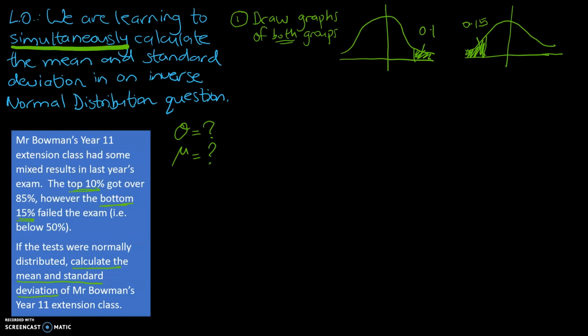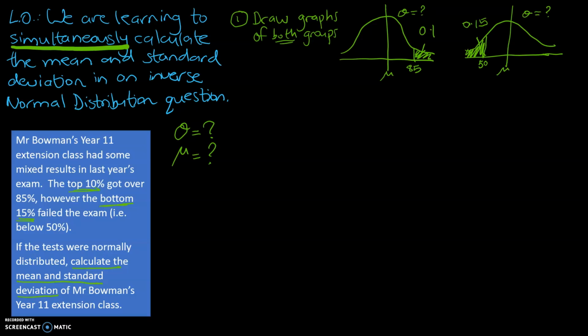After that, we then add in the other bits of information we know. So regarding the top percent, we know they got over 85%. So the X value relates to 85. And we know the bottom 15%, they failed, so they got 50% or below. We'll normally put in the mean just over here, but we don't know what that is. And we'll also put the mean over there. We again don't know what that is. And typically we'll put the standard deviation up on the top right. But we don't know what either of those are either.